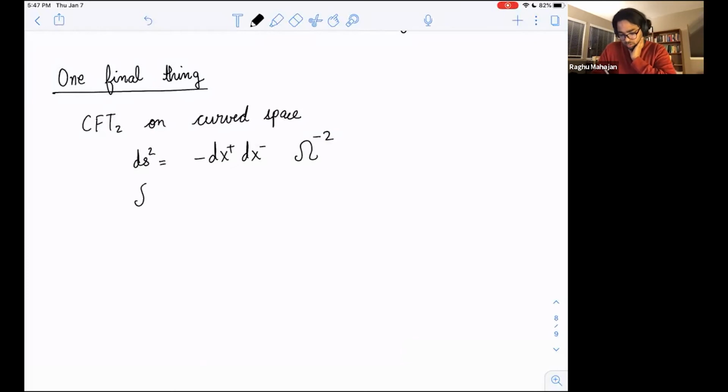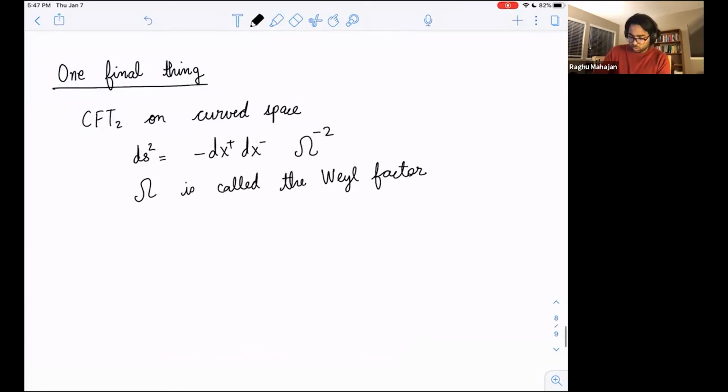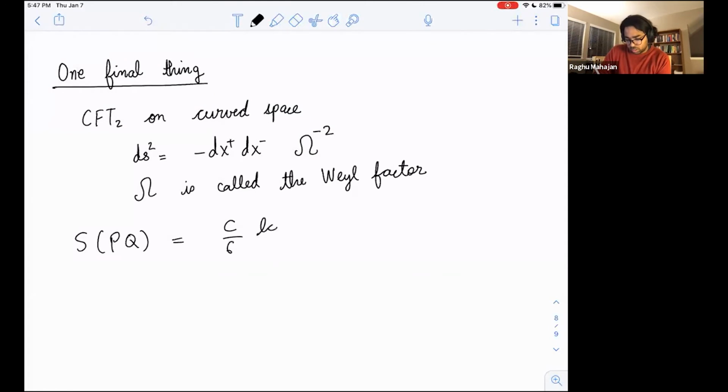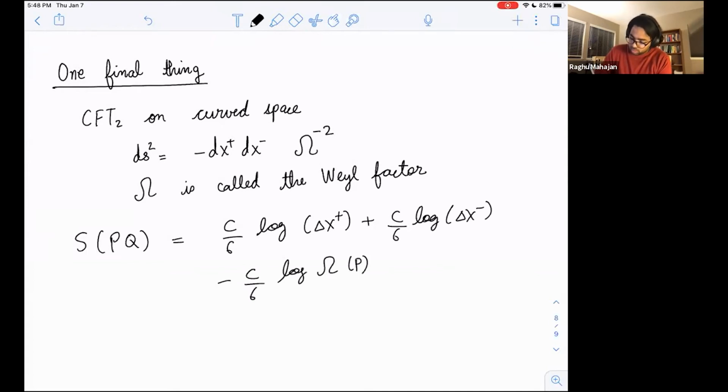So omega is called the Weyl factor, and it depends on the position of where you are on the space-time. And essentially that's it. So the only information in the metric is in the omega. And now you see that the omega will come into the answers for the entanglement entropy. So we will have S(P,Q). Again, P and Q will represent some points in space-time. We will have c/6 log of delta x plus, plus c/6 log of delta x minus, but we will have minus c/6 log omega at P minus c/6 log of omega at the point Q.